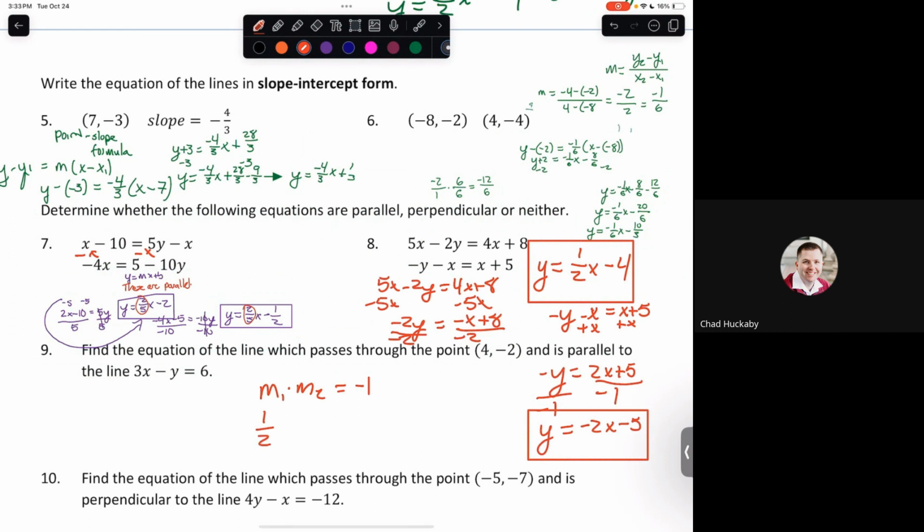So if I take 1/2 and I multiply it by -2 over 1, which is -2, what do I get? Well, I get 1 times -2, which is -2, and I get 2 times 1, which is 2. Well, -2 over 2 is -1. So these are perpendicular. These are perpendicular.